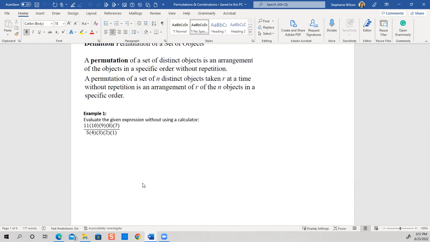All right. Now, example 1 says we're going to evaluate the given expression without using a calculator. This is going to be basic multiplication. I see that 11 is prime, but 10 can be broken down as 2 times 5. 9 can be broken down as 3 times 3. 8 can be broken down as 2 times 4, and 7 is prime. And that's all divided by 5 times 4 times 3 times 2 times 1.